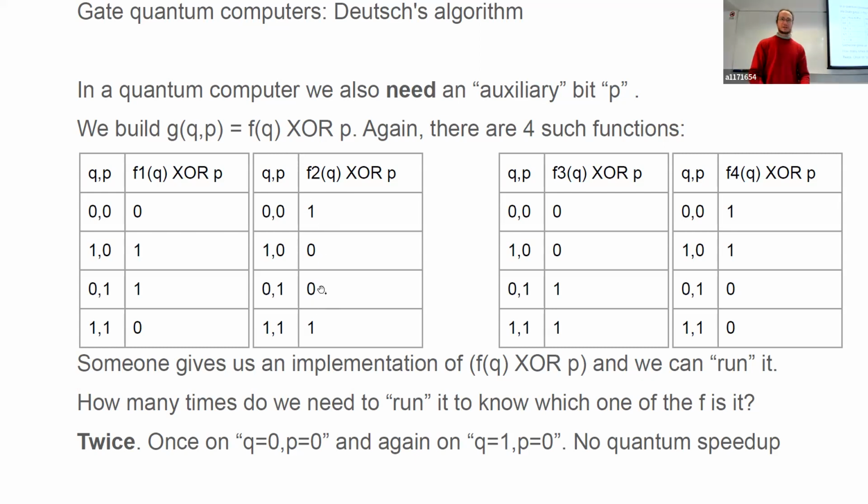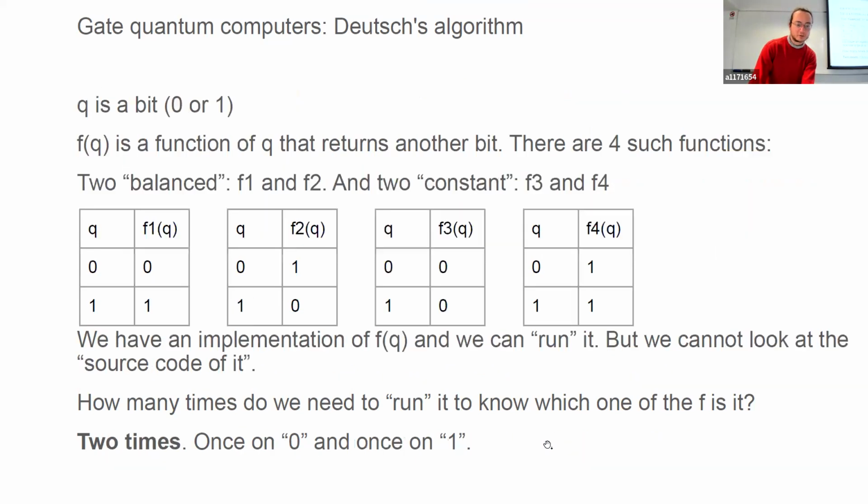So again, somebody gives us an implementation of this as a black box, but it's a quantum black box, so it keeps the coherence of a state. It doesn't destroy it. And let's say we want to know which one of these F functions we have been given. Also in a quantum computer, if that's what you want, you need to run it twice. There's no way to do it in one go. So if you really want to know whether you have F1, F2, F3, or F4, you still need to run it twice on two different inputs. And a simple way is to run it on Q equals 0 and P equals 0, and then Q equals 1 and P equals 0, which is the equivalent of what we were doing before, really.